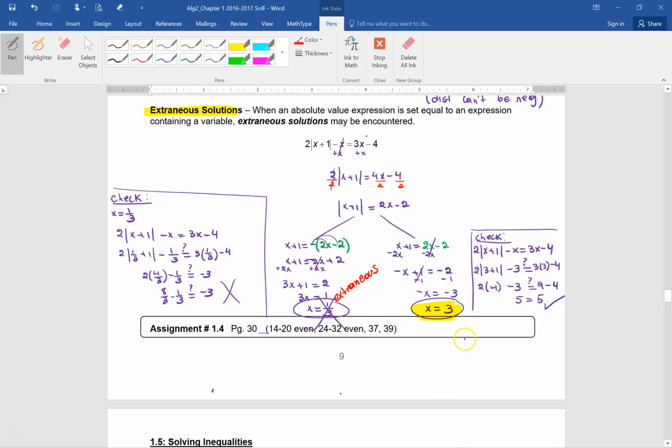So on the answer space, like on the test, on the answer space for this problem, you would write x equals 3. If you wrote x equals 3 and 1/3, you do not get full credit. I do take points off. Okay? All right. On the homework, all of the ones that have an x inside and outside the absolute value are ones that you must check for extraneous solutions. All right? So this is going to be due Wednesday. And your quiz is also on Wednesday.